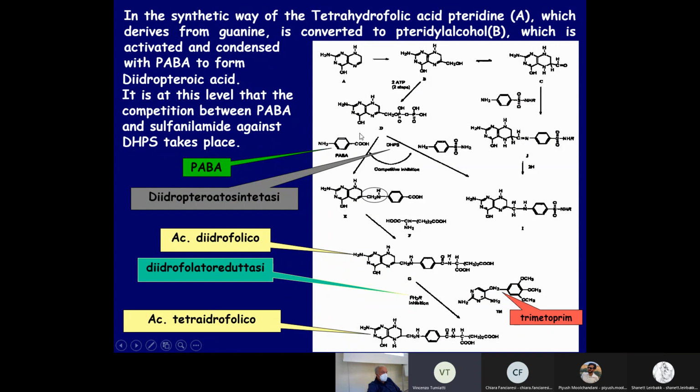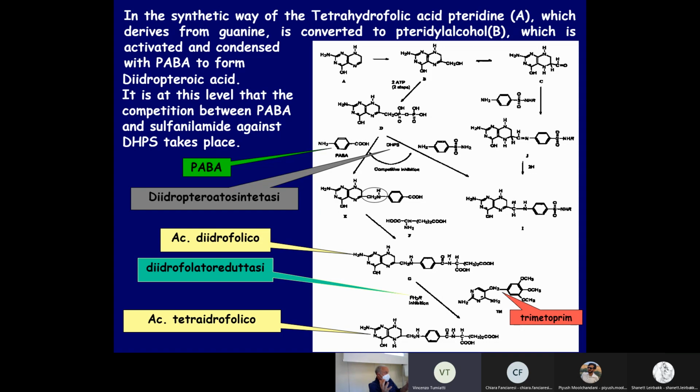Sulfonamides are able to inhibit the DHPS, dihydropteroate synthetase. Okay? But now we are talking about another enzyme called dihydrofolate reductase. This one. If you want to design specific inhibitors of these enzymes, we have to know the binding site of the bacterial enzyme and the binding site of the mammalian enzyme if we want to have a selective inhibition.